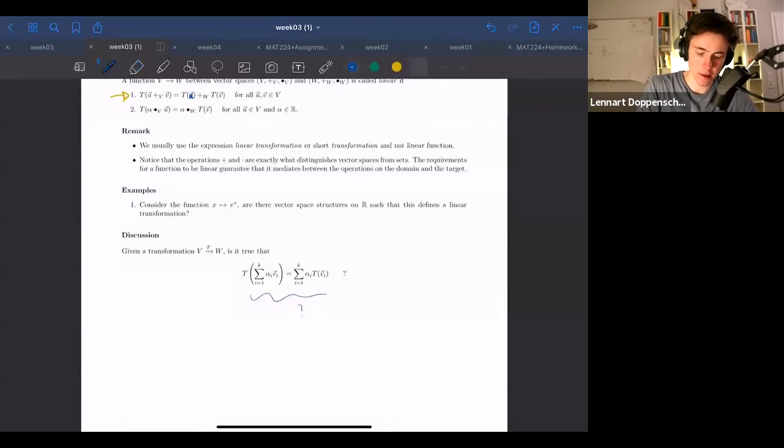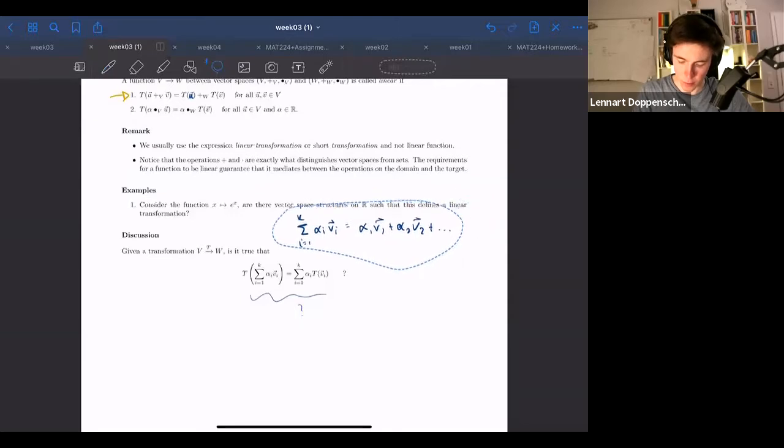Remember that the expression of the sum of alpha i v_i from i equals 1 to k just means that I want to abbreviate the sum alpha 1 v1 plus alpha 2 v2 all the way up to alpha k vk.